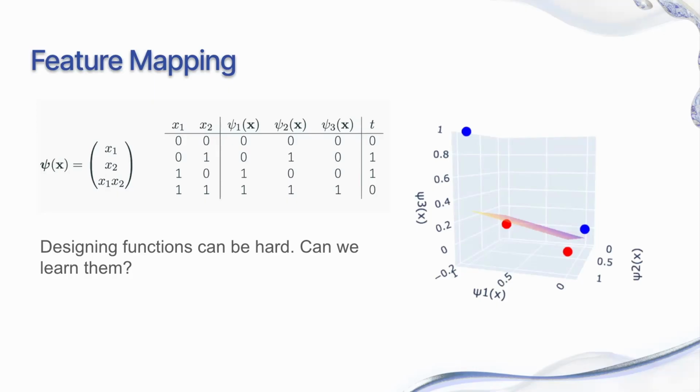And the whole purpose of these neural networks is that they can learn these feature maps on their own, and we don't have to do anything. We don't have to think about how to come up with this.